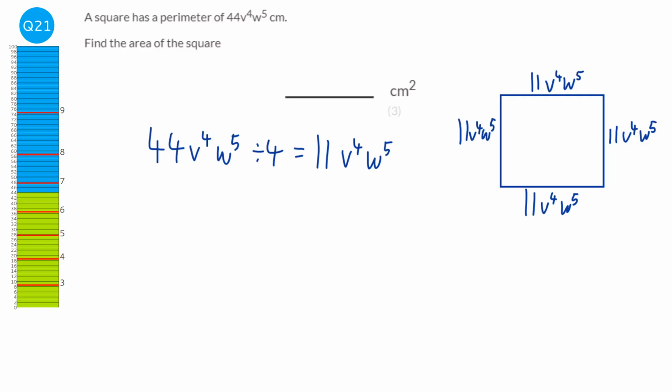And to work out what the area is, we obviously are going to square that. So we're going to do 11 v to the power 4, w to the power 5, and we're going to just times it by itself, which is what squaring means.